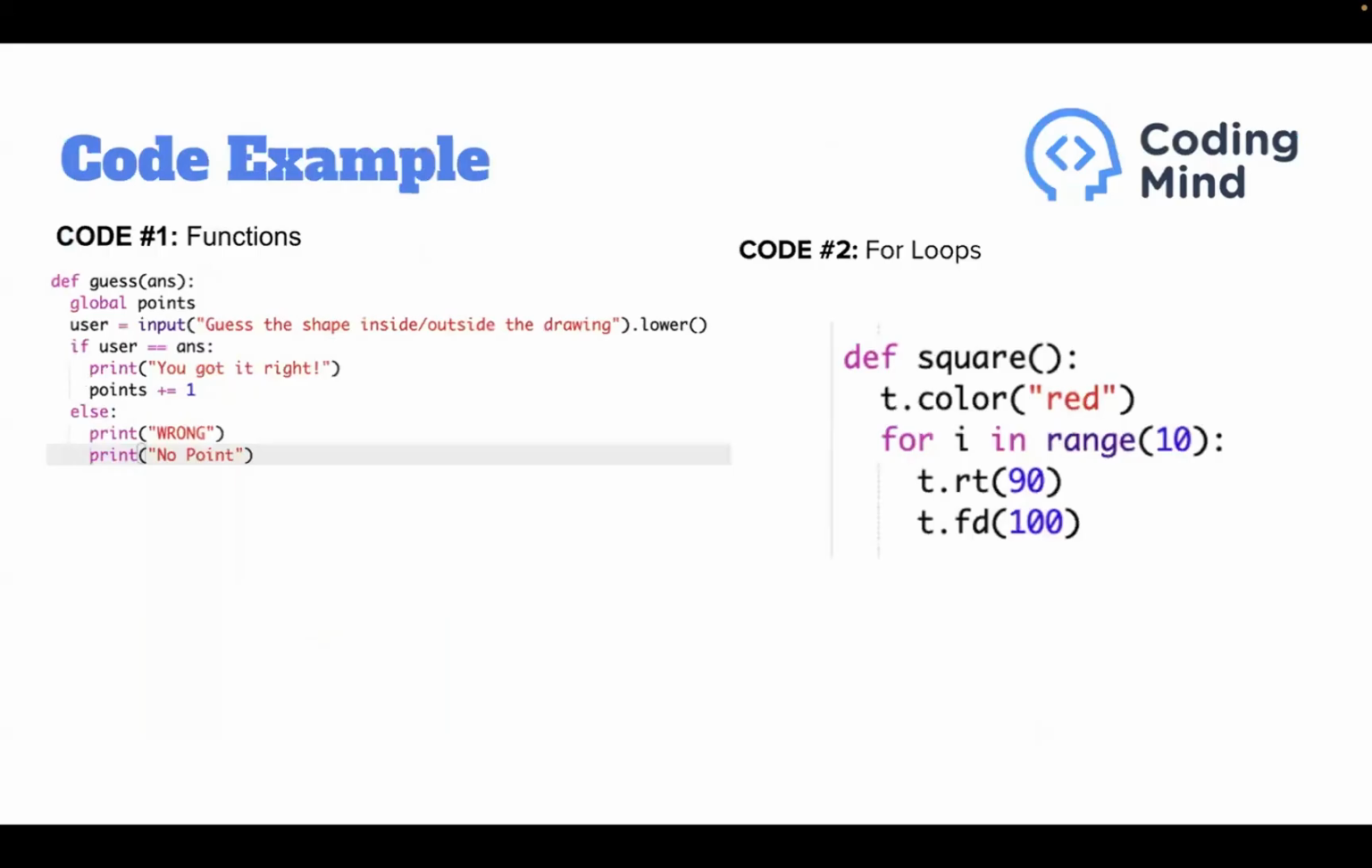Code example. Code 1: Functions. This picture above shows the point adding system and determines if the user's answer is right or not. Code 2: For loops. The picture above shows the coding of Turtle, and after running, the Turtle will draw a square with red color.